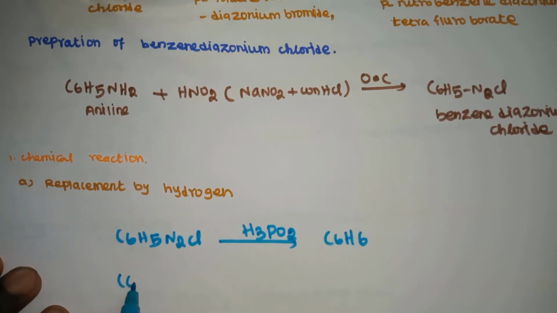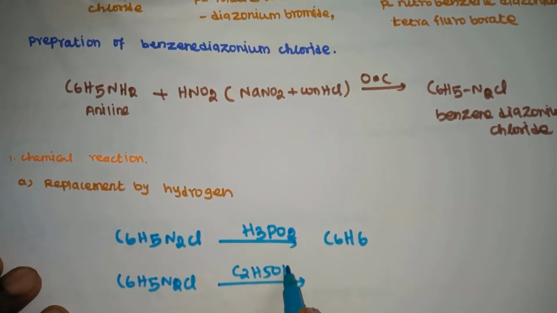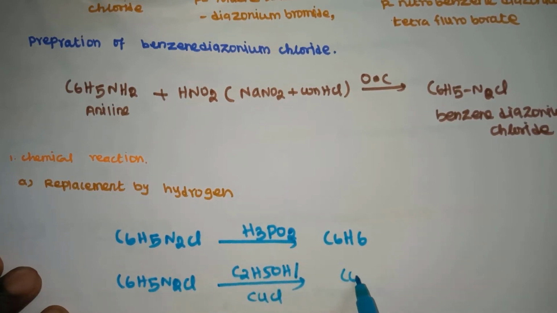Next one, C6H5N2Cl, benzene diazonium chloride, is treated with ethanol, C2H5OH, in the presence of cuprous halide, CuCl, to form C6H6. This is benzene.